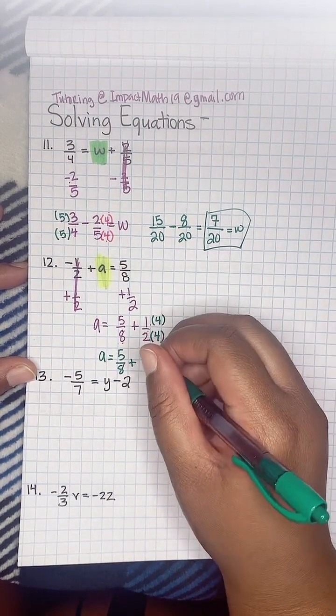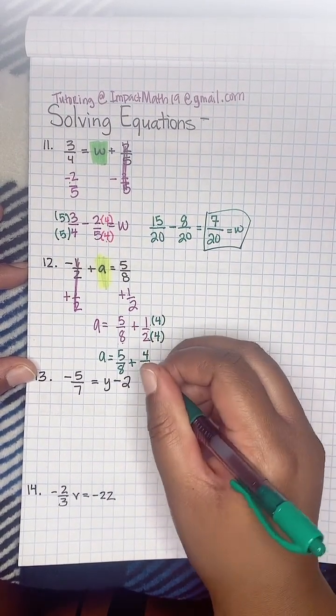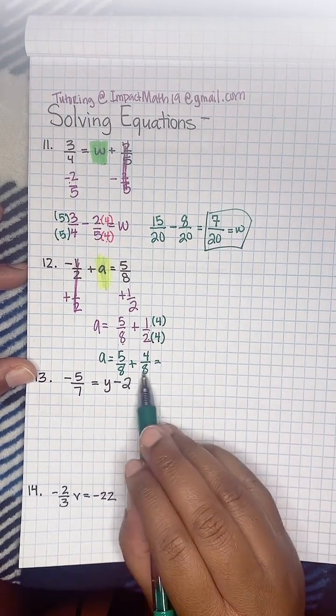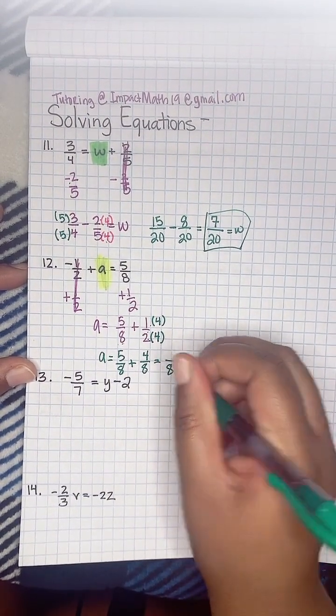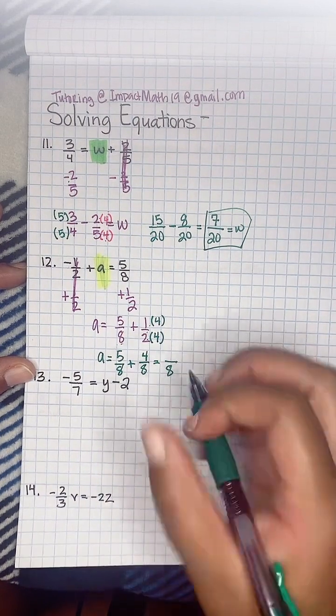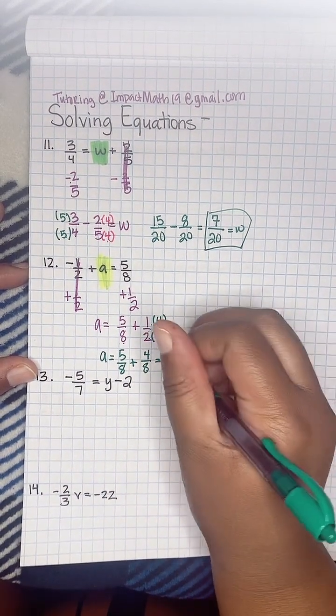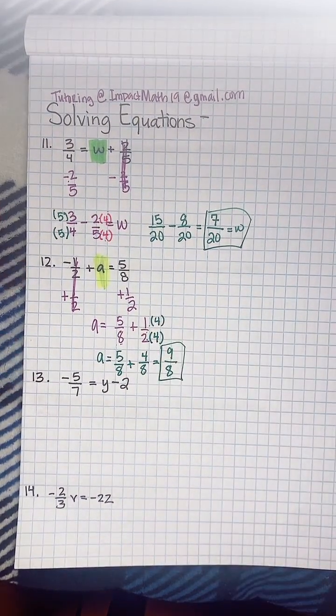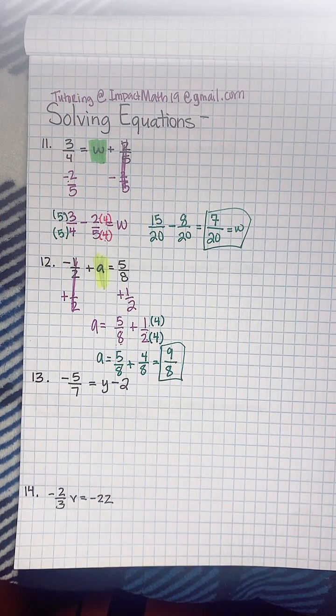So 4 times 1 is 4. And 2 times 4 is 8. Since I have the same denominator, that stays the same. And 5 plus 4 gets me 9. So it's 9/8. Yep, 9/8. Good.